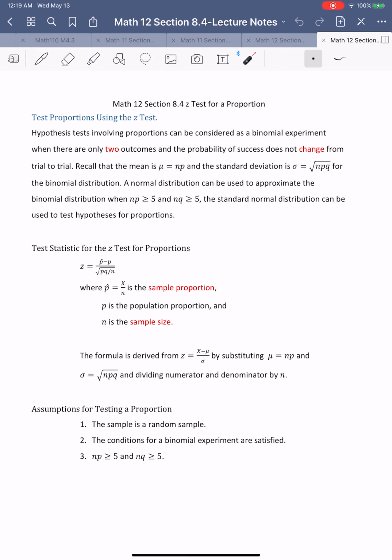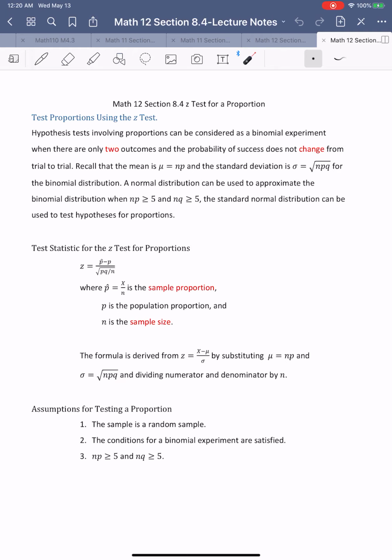The standard normal distribution can be used for hypothesis tests for proportions. This is the test statistic formula, where p hat is x divided by n, p is the population proportion, and n is the sample size. The formula is derived from the z-score, x minus mu divided by sigma, where the population standard deviation must be given. Then substitute mu equal to np and sigma equal to the square root of n times p times q, and divide the numerator and denominator by n.